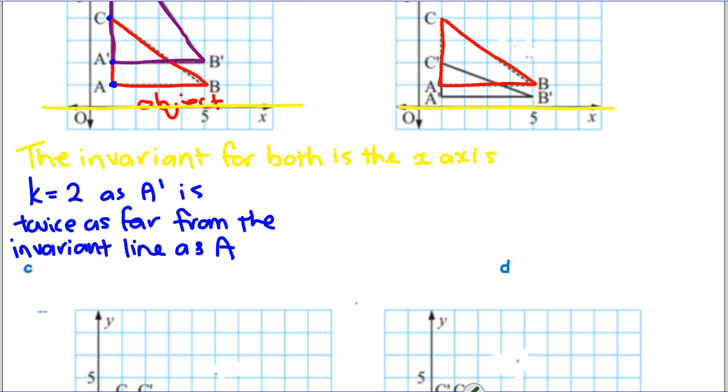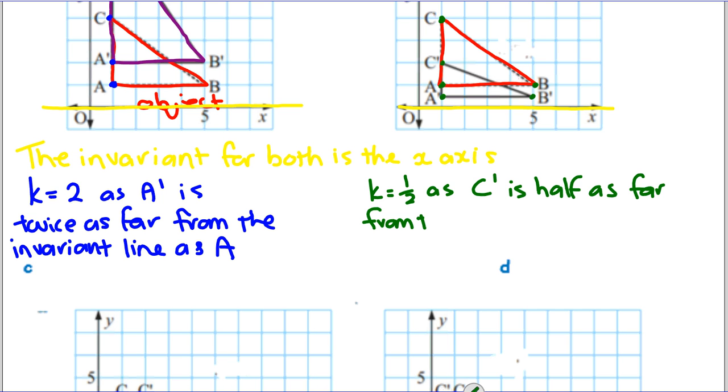And for this one over to the right, going from A to A dash, it halved. Going from B to B dash, it halved. Going from C to C dash, the distance from the invariant line halved. So we can say K equals 1/2. For example, as C dash is half as far from the invariant line as C.